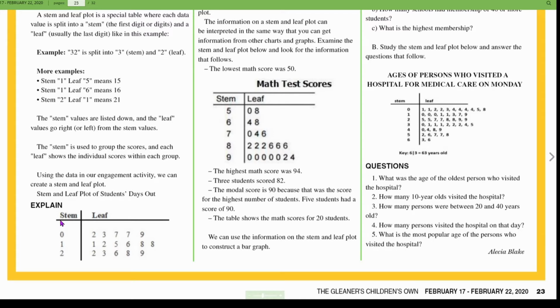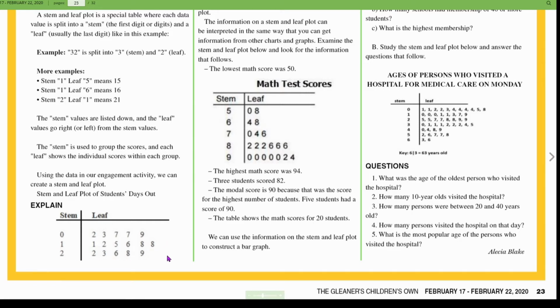So here we have 0 and 2, 3, 7, 7, 9. So these are all scores that are below 10. Now, this set we would have 10. So 10 and 1. So the first score is 11, then 12, then 15, 16, 18, and 18. So we have two sets of 18 in this particular group.